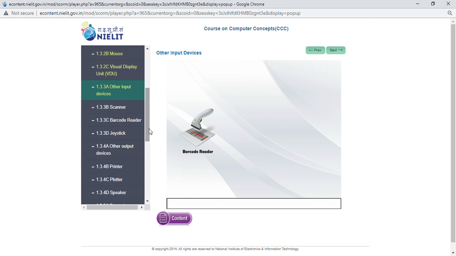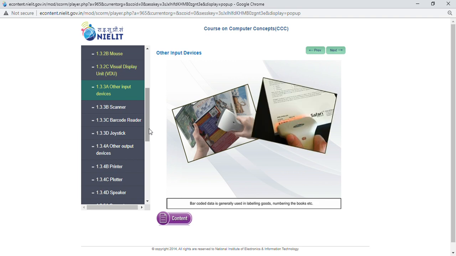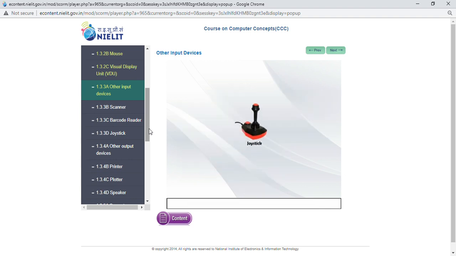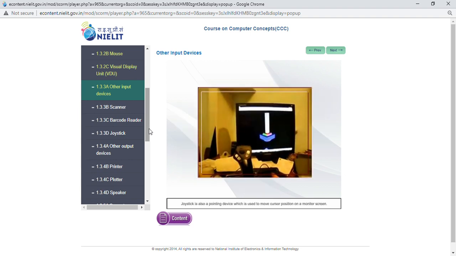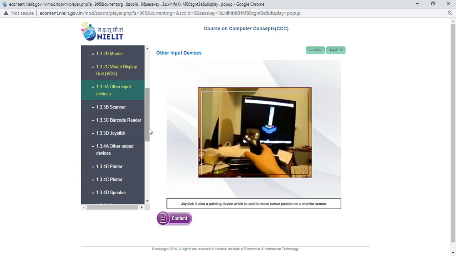Barcode reader. Barcode reader is a device used for reading barcoded data, that is data in the form of light and dark lines. Barcoded data is generally used in labeling goods, numbering the books, etc. Joystick. A joystick is also a pointing device which is used to move the cursor position on a monitor screen.